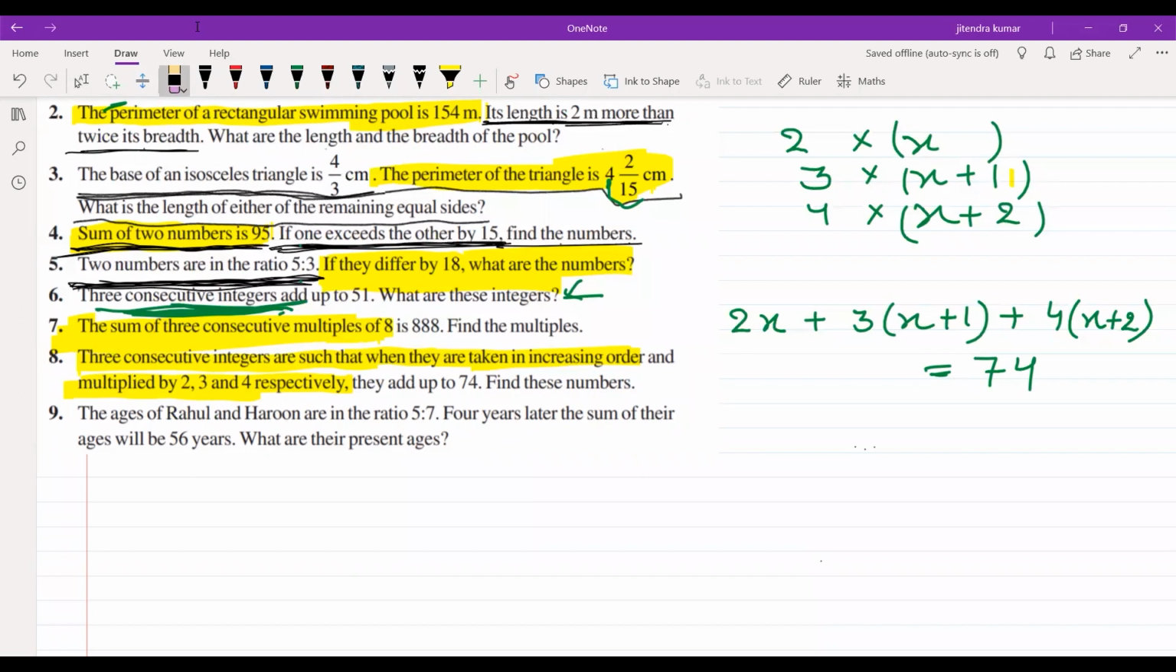Okay, done. So here we will have 2x plus, now 3 will get multiplied to both, so 3x plus 3. Similarly, 4x plus 8, and this is equal to 74.